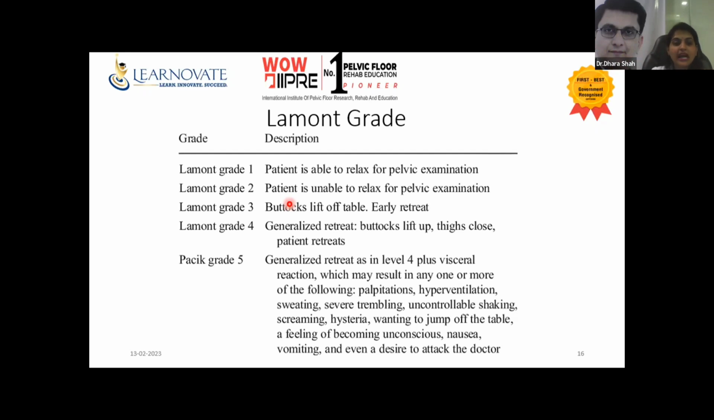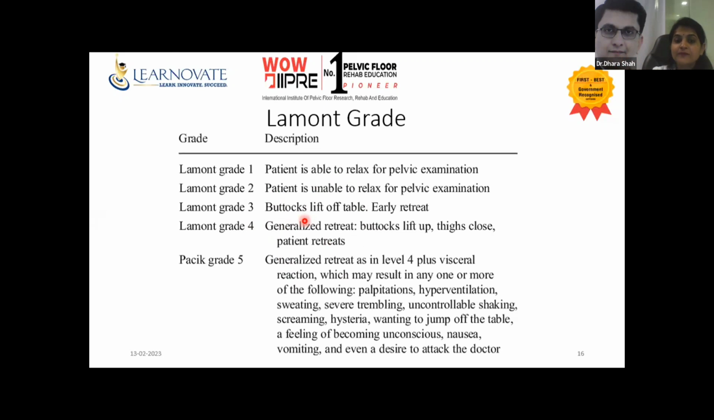That is grade 4. And grade 5 means very much extreme, where she hyperventilates, she gets a panic attack, and she gets into hysteria, or she just runs away. This is grade 5. So the Layman grade shows you the readiness for the examination. It does not show you the level of involvement of pelvic floor. So this is a grade to just check whether she is ready or not. That's it. It's simple, in binary language, yes or no.